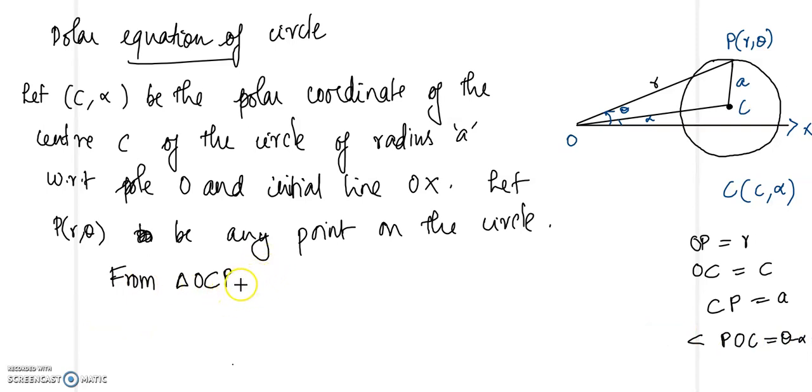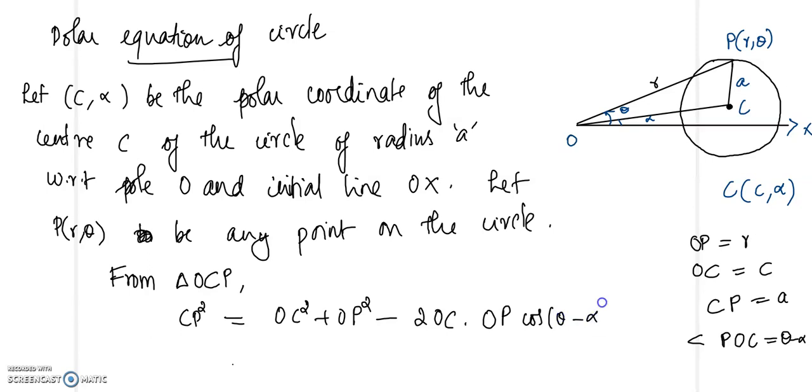So from triangle OCP, by the property of triangles, CP square will be equal to OC square plus OP square minus 2 OC into OP cos of theta minus alpha. Now CP square will be equal to a square. So a square will be equal to OC square, which is c square, plus OP square, which is r square, minus 2cr cos of theta minus alpha.